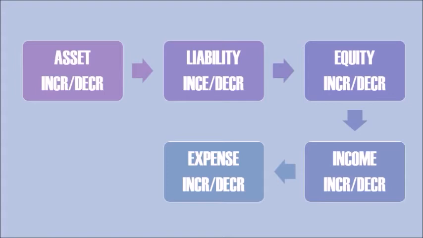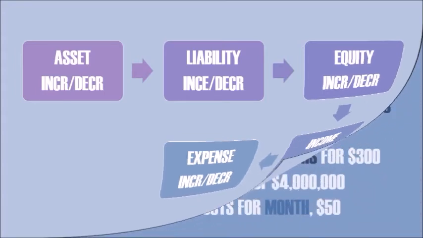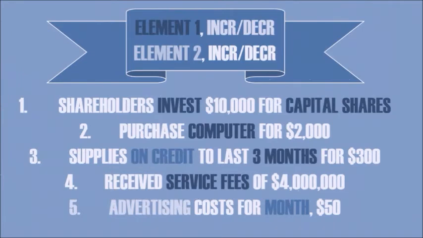Here are 5 quick exercises you can do. Pause the screen and complete the equations and wait for the next slide to show the answers. List the accounting elements that would be affected and the direction if they would increase or decrease.